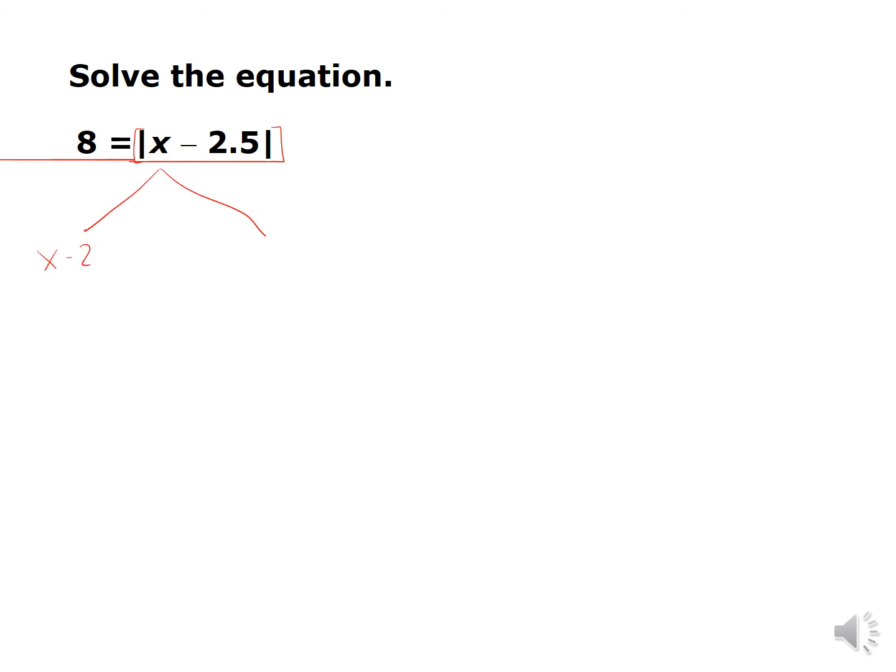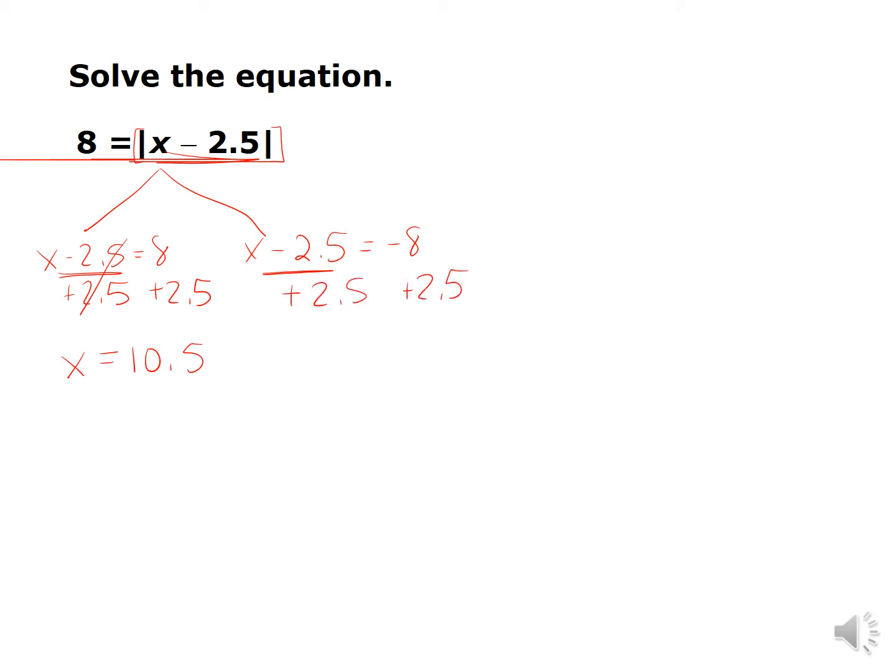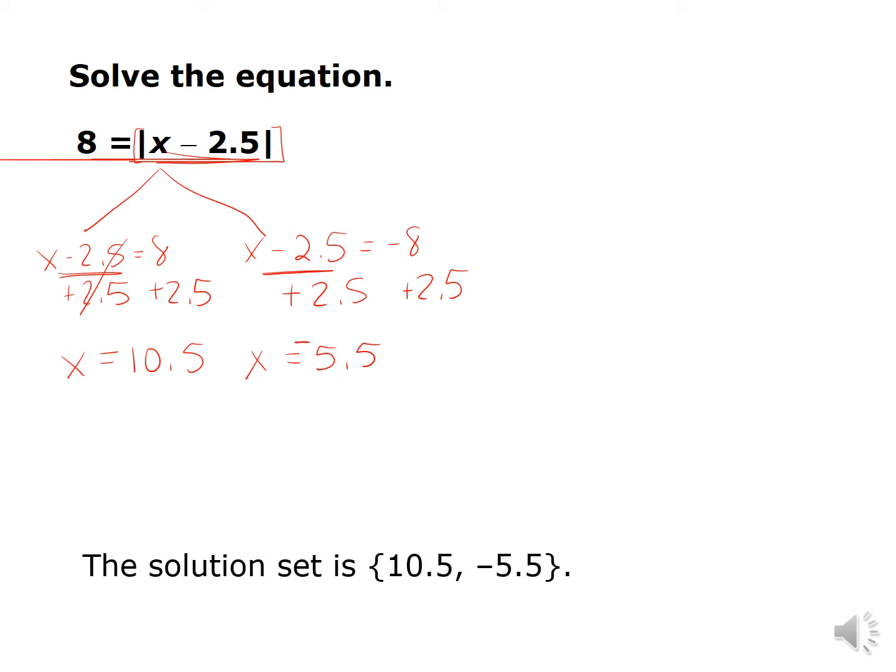x minus 2.5 equals 8. x minus 2.5 equals negative 8. So I'm going to add 2.5 to 8. Remember, this part inside is always the same. So x equals 10.5. Add 2.5 to both sides. This is where you've got to be careful. And x equals negative 5.5. So there's your two answers. Be careful. Okay?